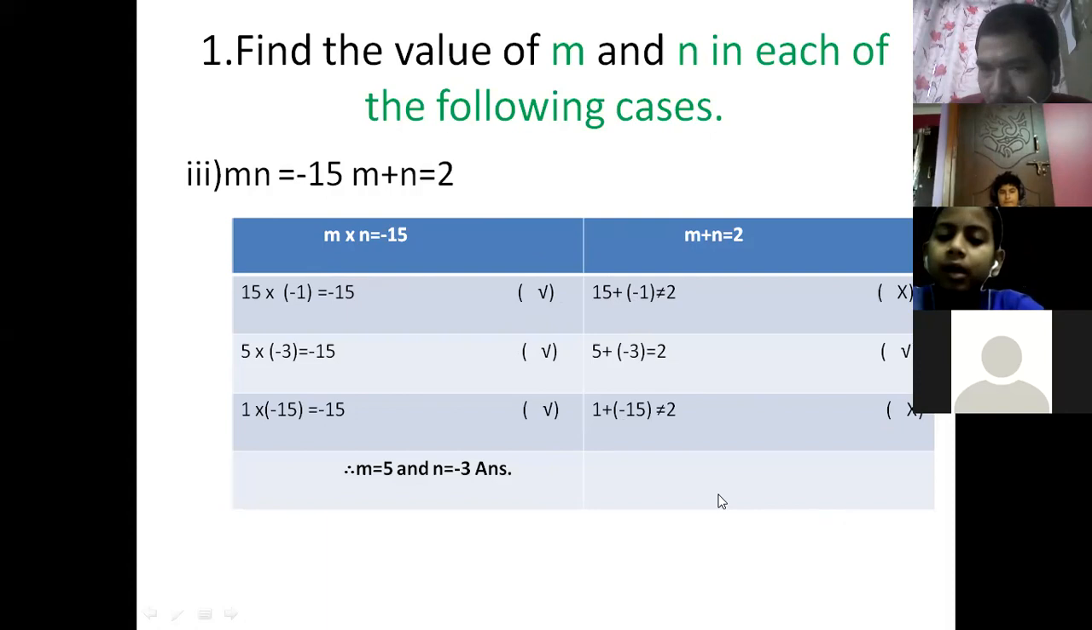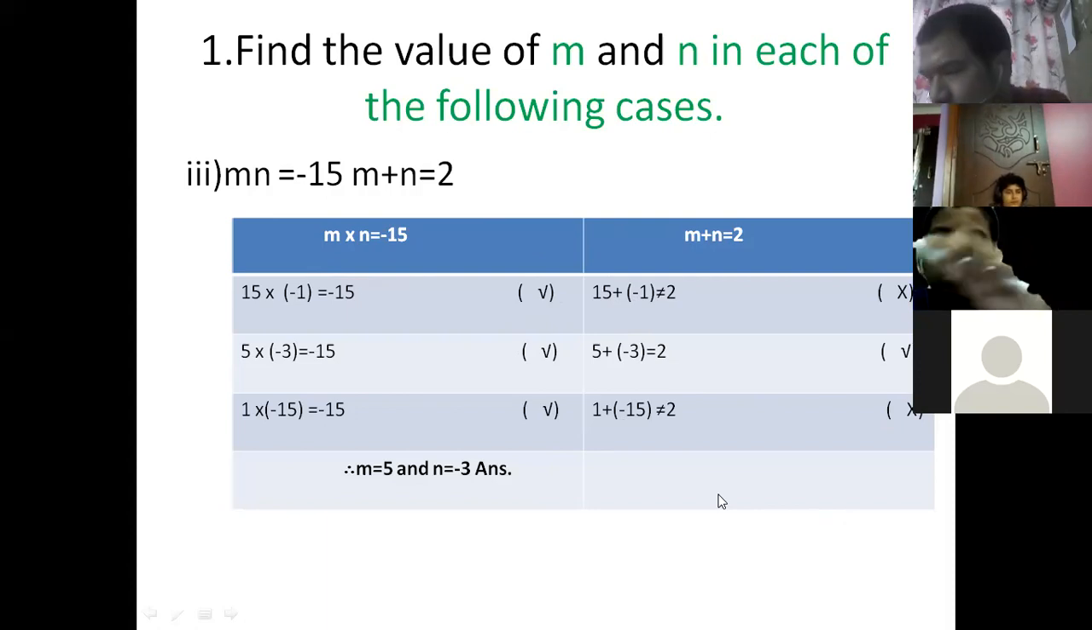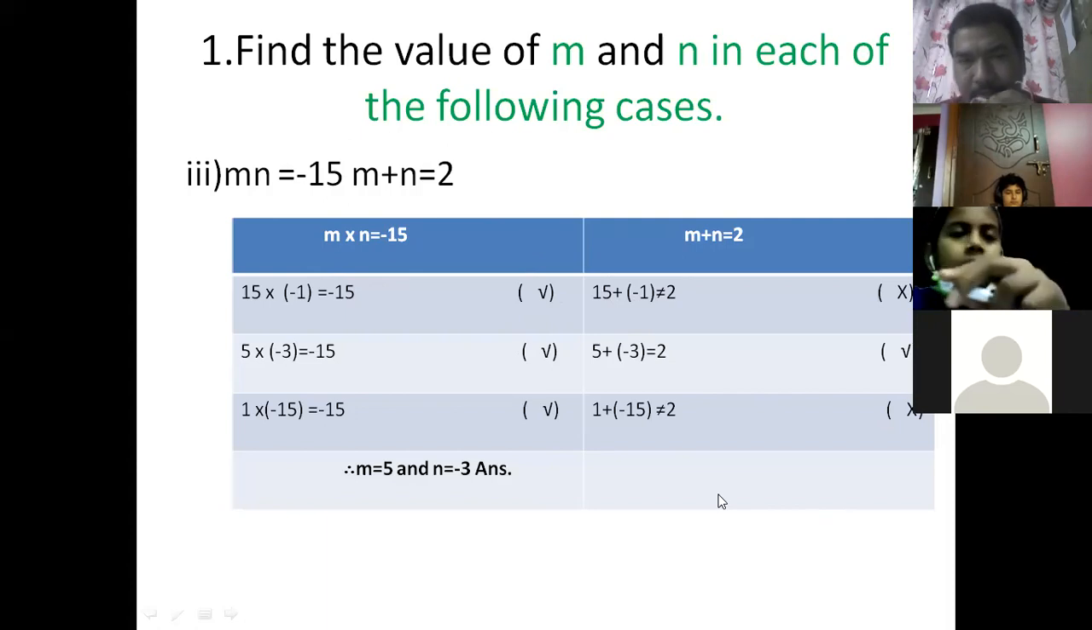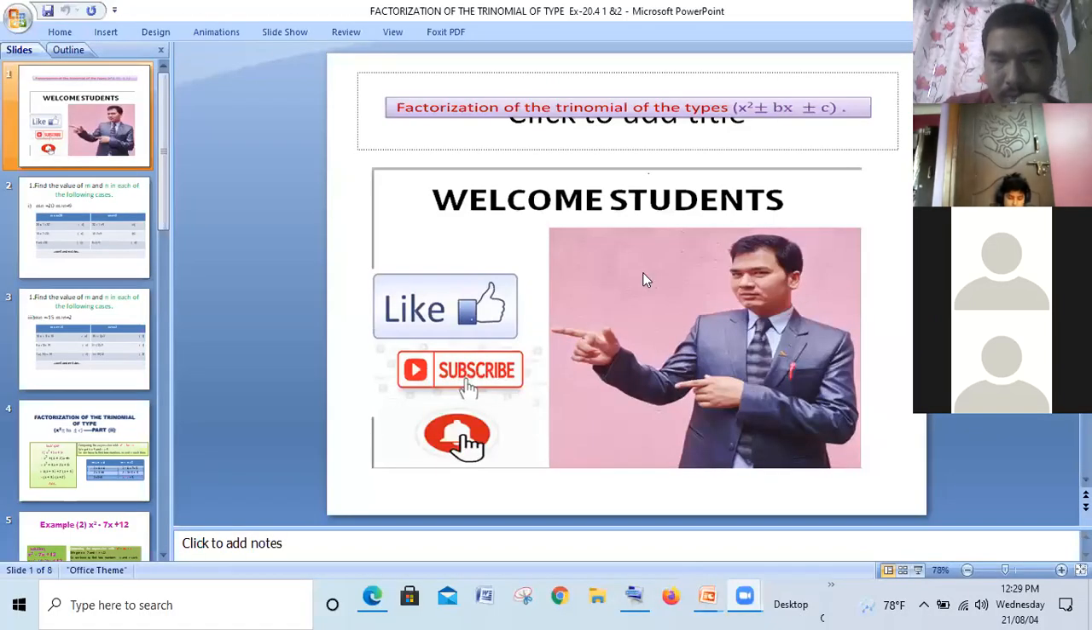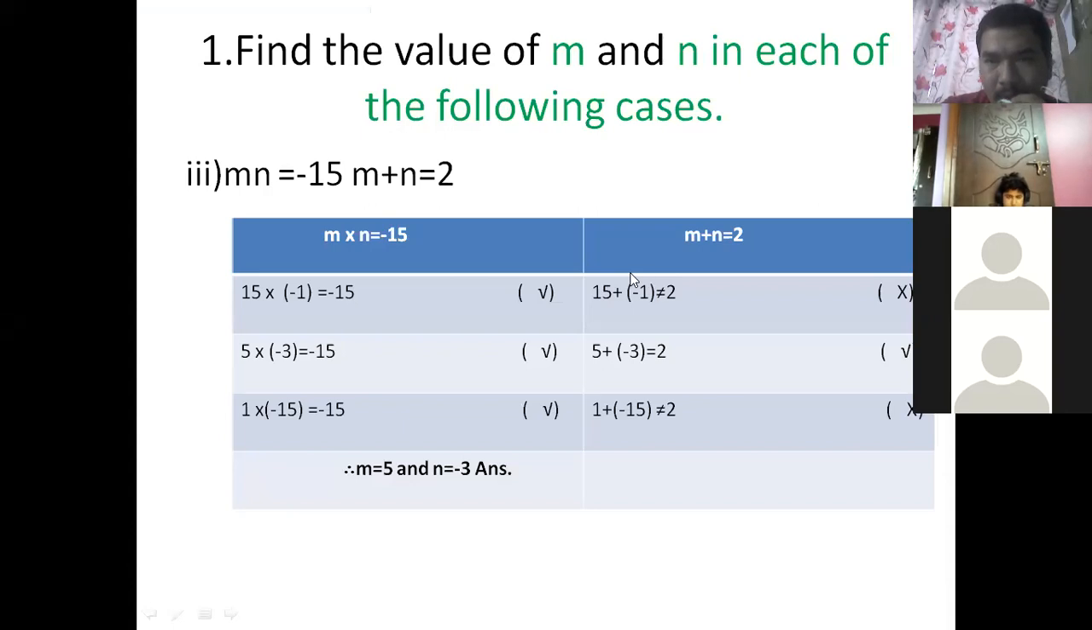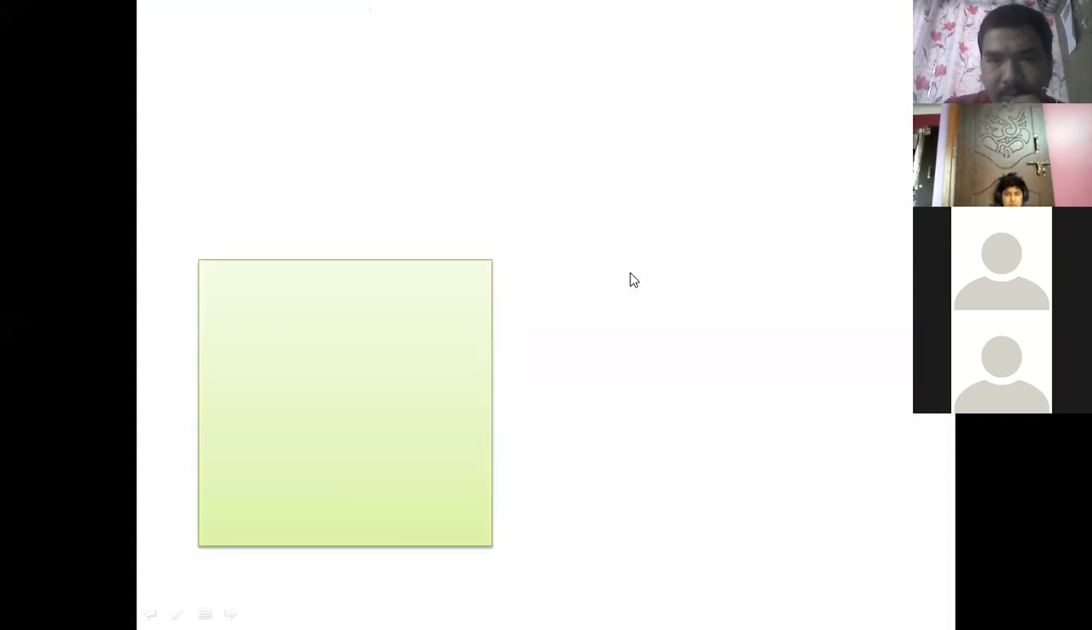Now look here, I am going to show some examples of question number 2 now, how to factorize in the given conditions. Okay, children? Okay, sir.